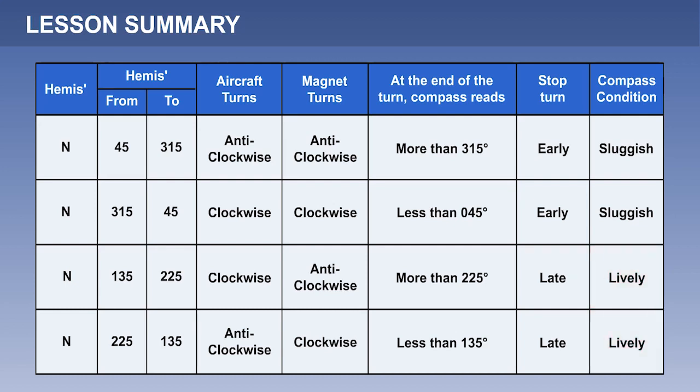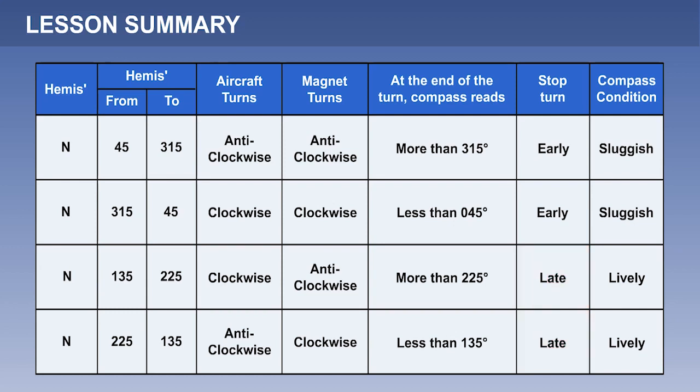The following rules apply. During a turn through the pole which is physically nearer the aircraft, the compass will be sluggish. It is therefore necessary to stop the turn early on the indications given by the direct reading compass. During a turn through a pole which is physically further from the aircraft, the compass will be lively. It is therefore necessary to stop the turn late on the indications given by the direct reading compass.